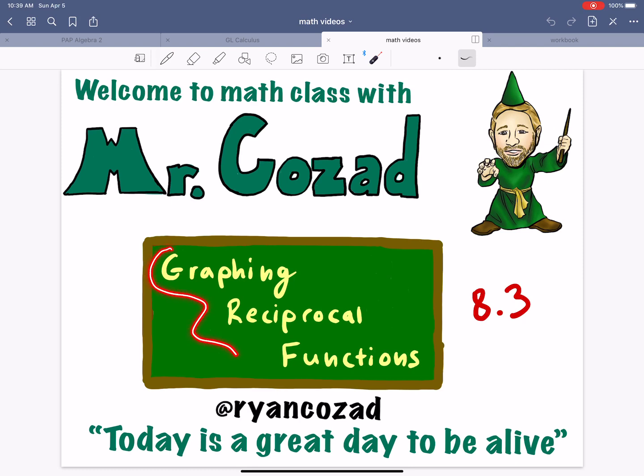Today's lesson is on graphing reciprocal functions. We'll talk about what this word reciprocal means. If you are one of my students, this is section 8.3 in our textbook. So here we go. Let's jump right in. All you need for today is something to write with and something to write on and a good attitude, because we're about to have some fun.